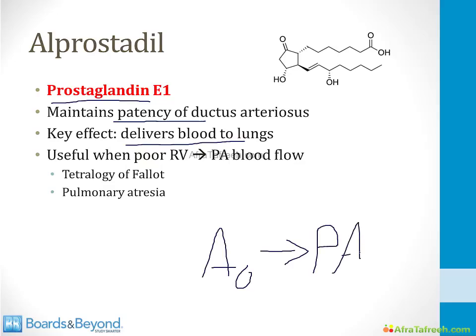So this is useful in certain forms of congenital heart disease when there is poor blood flow from the RV to the PA, for example, in tetralogy of Fallot or pulmonary atresia. In both of these situations, babies can be cyanotic because not enough blood is going to the lungs, so alprostadil can be used to drive blood from the aorta to the pulmonary artery and improve oxygenation of blood.